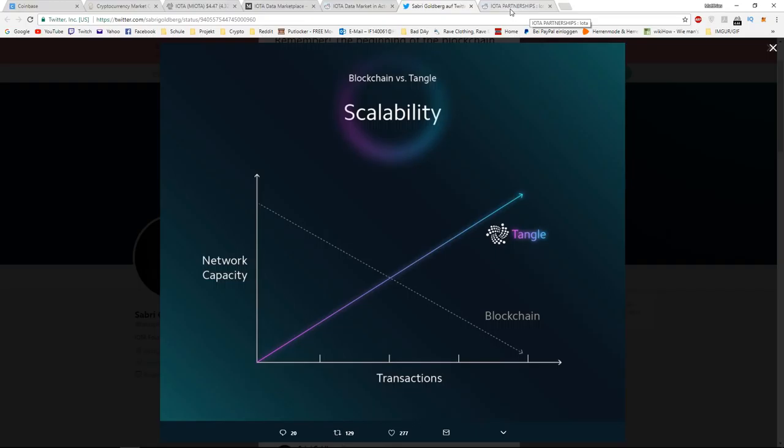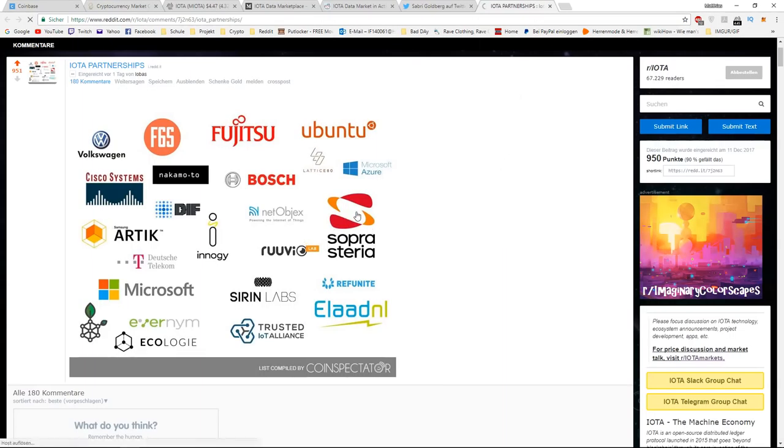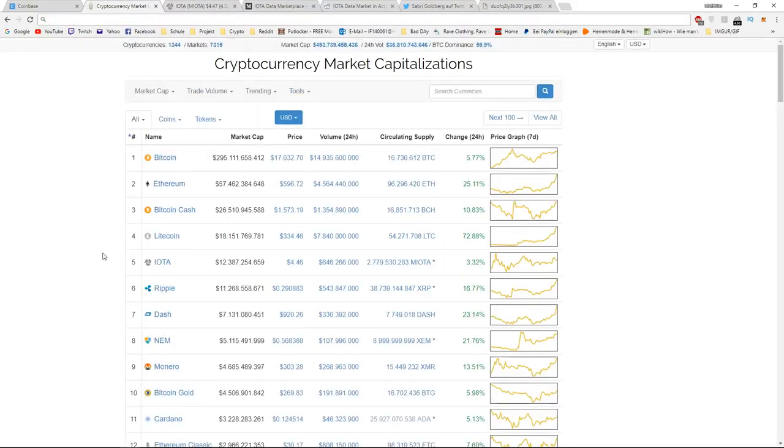Well, I think the biggest thing is that the biggest cryptocurrencies right now, for example, Ripple or NEM or even Monero, have big partnerships behind their backs. That's what backs them up. And with IOTA, you have big companies behind IOTA's back. For example, Microsoft, which is one of the biggest internet companies, well, IT companies, I'd say. Or Cisco, Volkswagen, Deutsche Telekom. These are huge companies backing IOTA up.